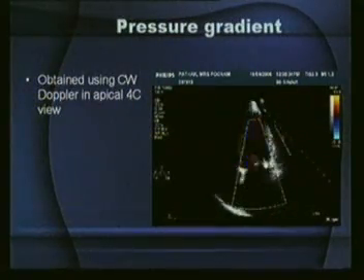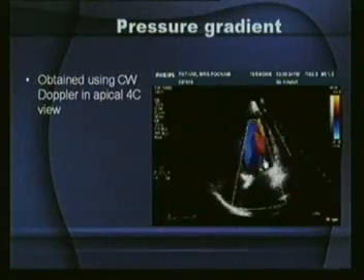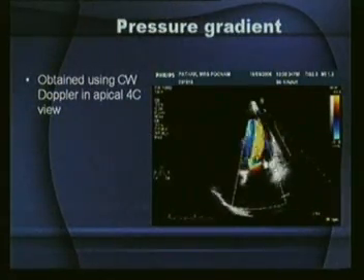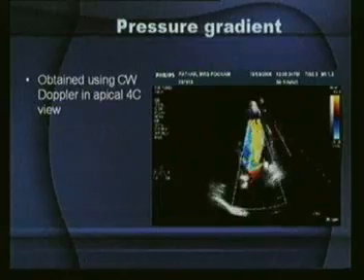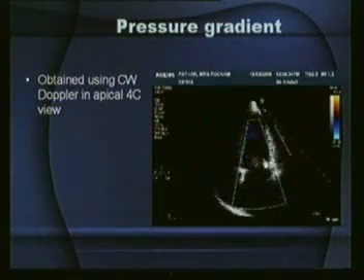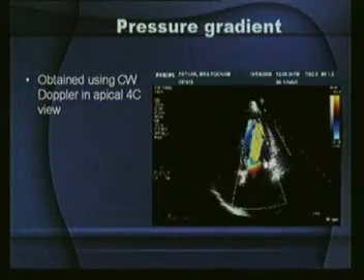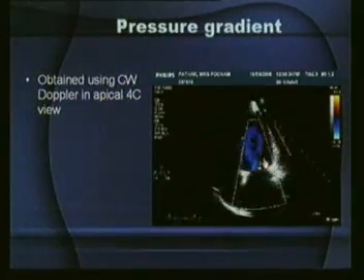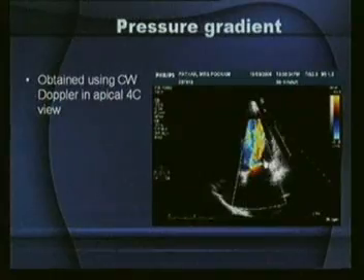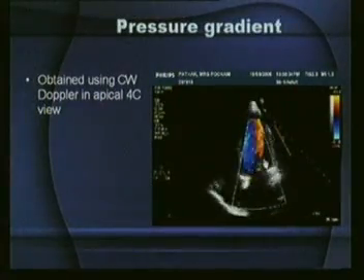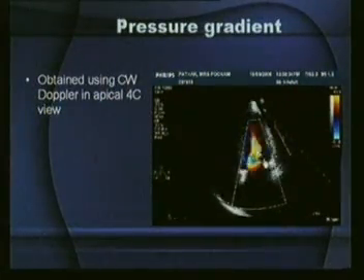Why? You know it. Last time we discussed that continuous wave Doppler will give you higher velocities, and you know this is a high flow situation. So therefore you will use a continuous wave Doppler. So, pressure gradient. Now we are going into one of those things which defines echocardiography above any other investigation.